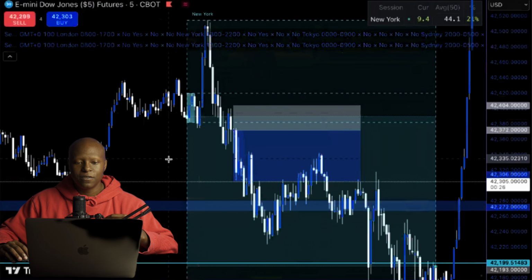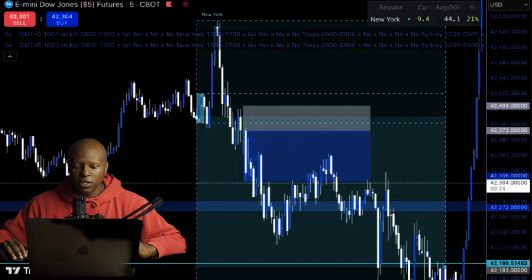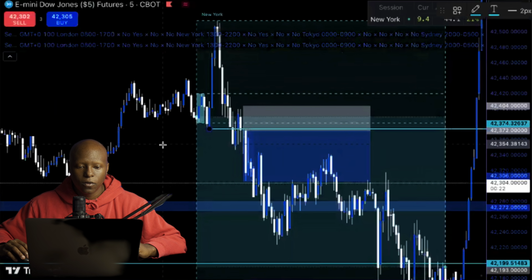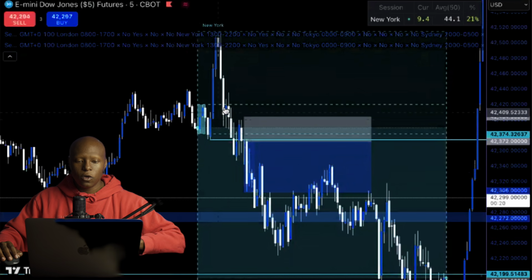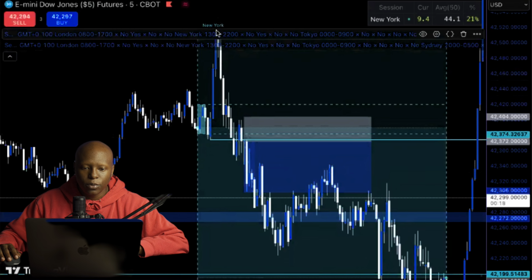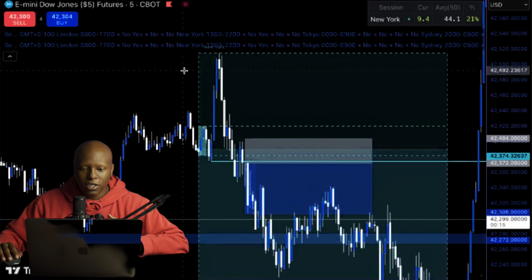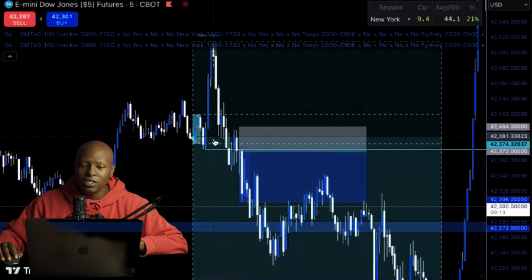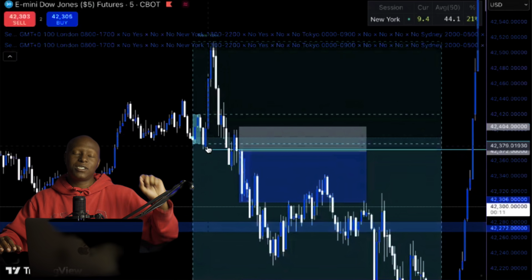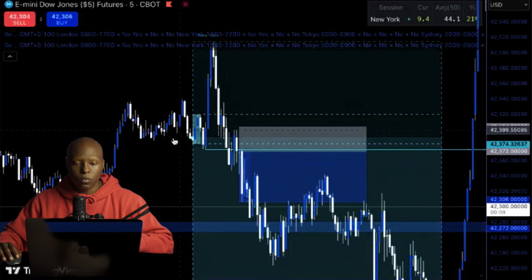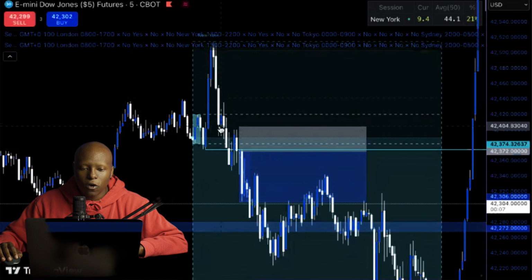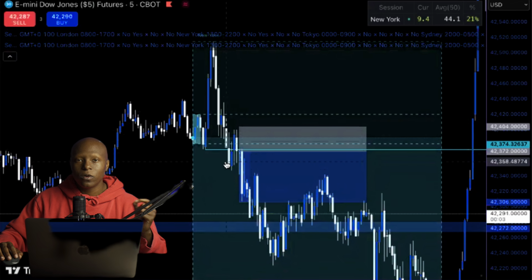Now we need to identify what is our key low. This is our key low here, right? And why is this our key low? Because this is the low that started the push that broke our opening range high. Now we need to see this low get swept in order for us to potentially scale in to the bearish move. So price then pushes all the way down, and you can see here is where we take out that low.